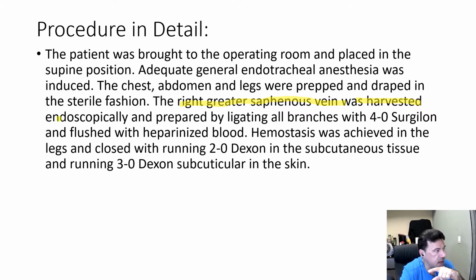It was harvested endoscopically and prepared by ligating all branches with a 4.0, flushed with heparin. The hemostasis was achieved. The legs were closed with Dexon in the subcutaneous tissue and running Dexon also subcuticular in the skin. All right, this first slide is the harvesting of the saphenous vein graft that they're gonna use later. Okay, let's move to the second slide.